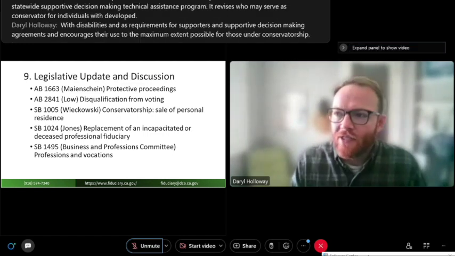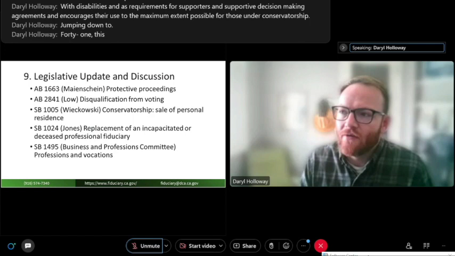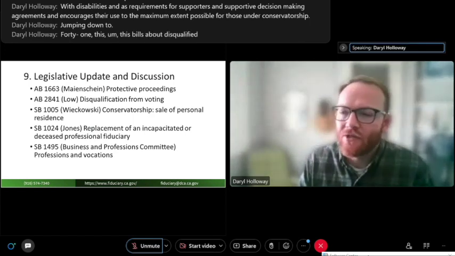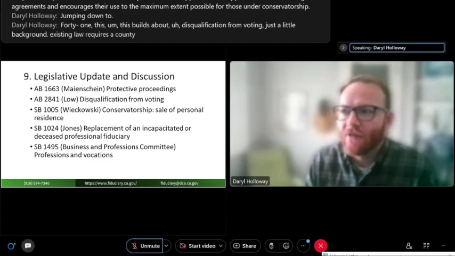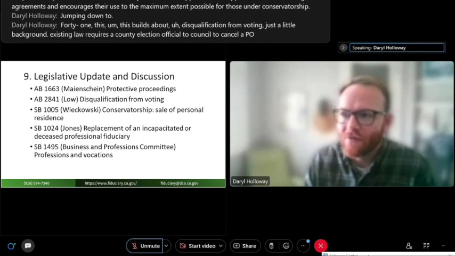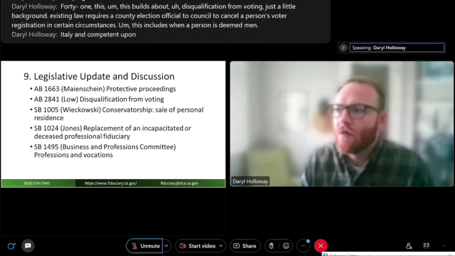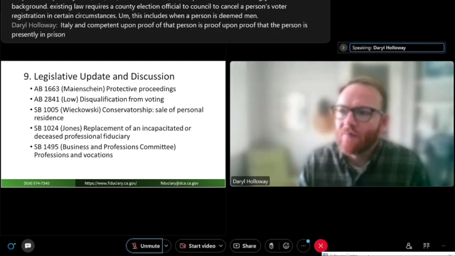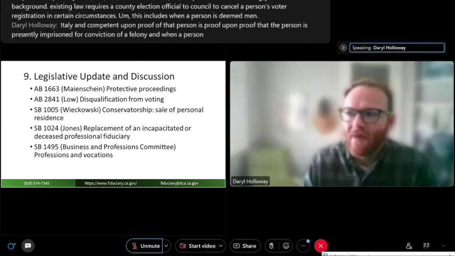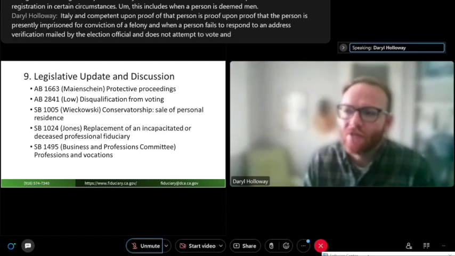Jumping down to Assembly Bill 2841, this bill is about disqualification from voting. Just a little background, existing law requires a county election official to cancel a person's voter registration in certain circumstances. This includes when a person is deemed mentally incompetent, upon proof that the person is presently imprisoned for conviction of a felony, and when a person fails to respond to an address verification mailed by the election official and does not attempt to vote in the next two federal general elections.